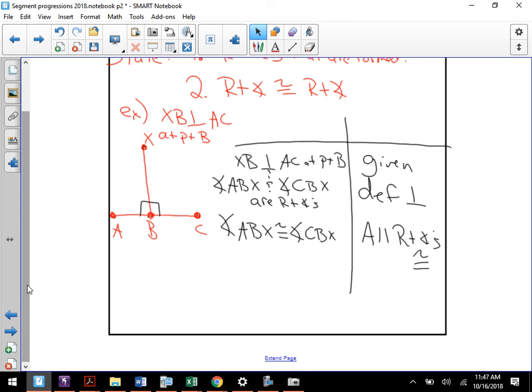I think the sheet of paper that I had my example on accidentally got thrown out. Let me just pull it up.